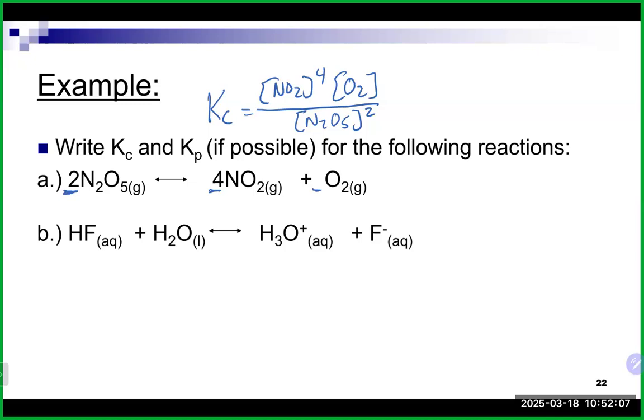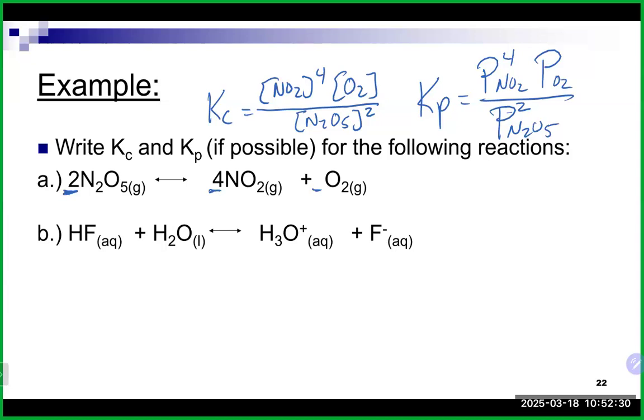For the first one, we can write a Kp because we've got gases. Our Kp would be the partial pressure to the 4th of NO2 times the partial pressure of O2 divided by the partial pressure squared of N2O5. Any questions on that one there?